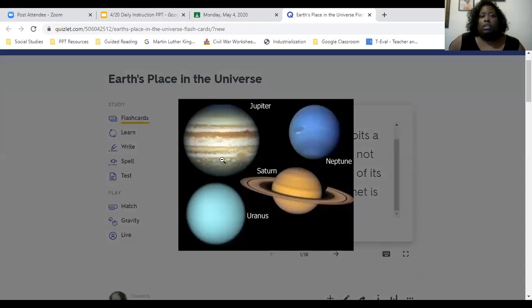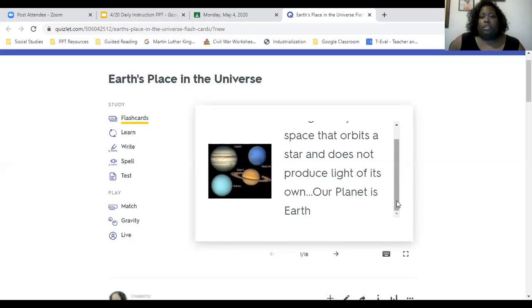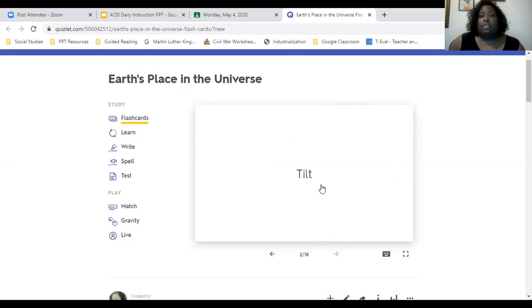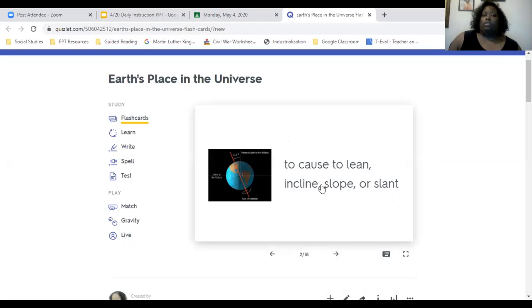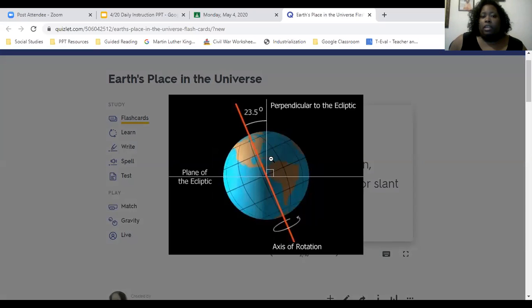And these are just some of the planets in outer space, the gas giants. All right. Our next term is tilt. Remember, we said that Earth was tilted at a 23.5-degree angle. So tilt is to cause to lean, incline, slope, or slant. And then this is Earth at its tilt. And this is perpendicular to Earth. But then that's the 23.5-degree angle that Earth is tilted at.